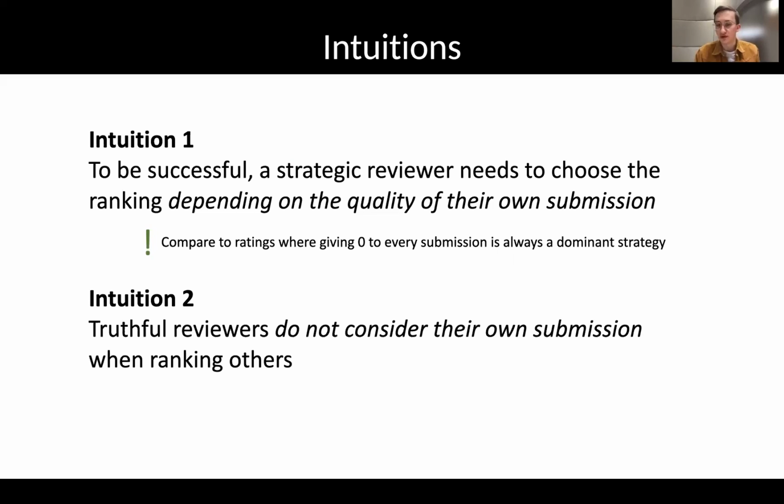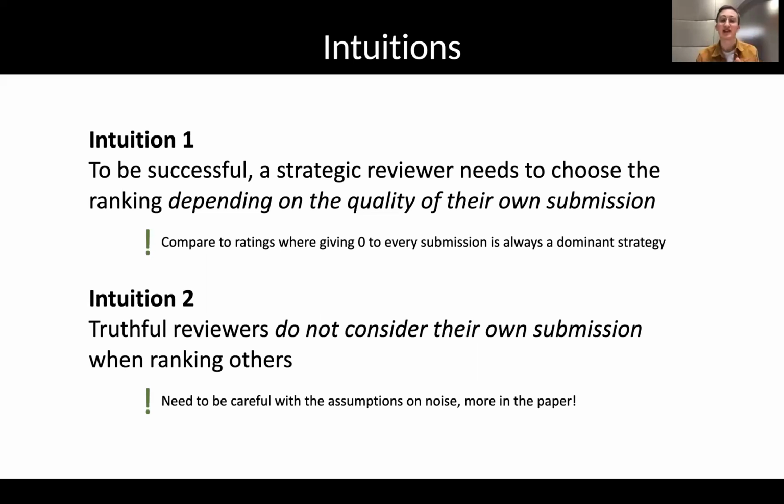Because think about truthful reviewers. When truthful reviewers need to rank others, they of course don't consider their own quality, because it doesn't matter for them. You only need to rank 3 people, and if you are truthful, you just consider how they compare to each other, but you never think about yourself. In some sense, the rankings output by a strategic reviewer depend on the quality of their own submissions, and the rankings output by truthful reviewers are independent of it. We see there is already a difference between the behavior of strategic and truthful reviewers, and this is the difference we can actually test for.